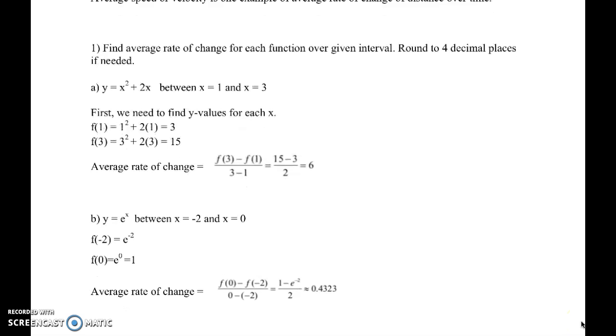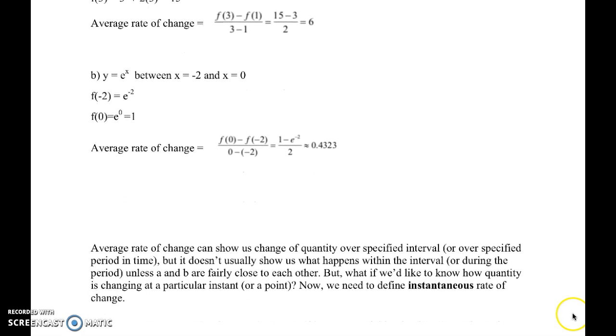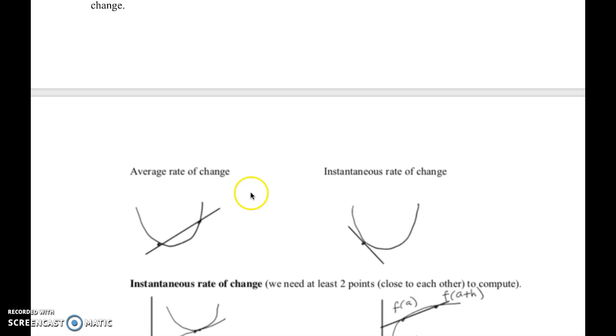But what we want to know is what is happening at a specific time or a specific instant. And that's what we really want to look at. So the average is not going to tell us what's going on in between unless the a and the b are really close to each other. And so now we need to define an instantaneous rate of change, because that is what we're interested in most of the time in the business area. So let's look at it. Our average rate of change graphically is just 2 points on some sort of function, but it doesn't tell us anything that's going on right in this area here.